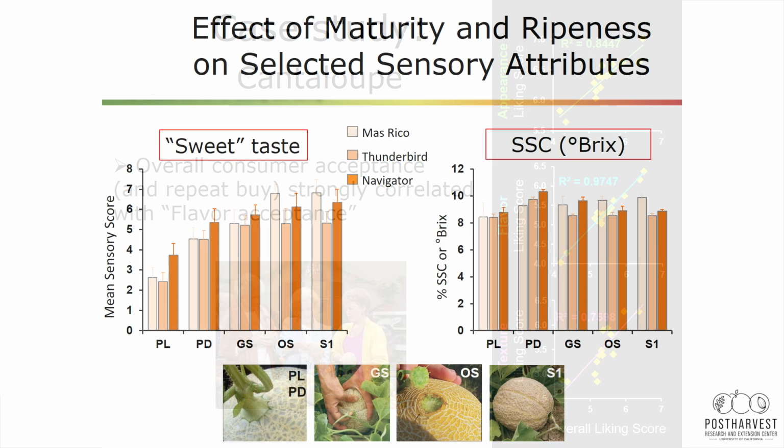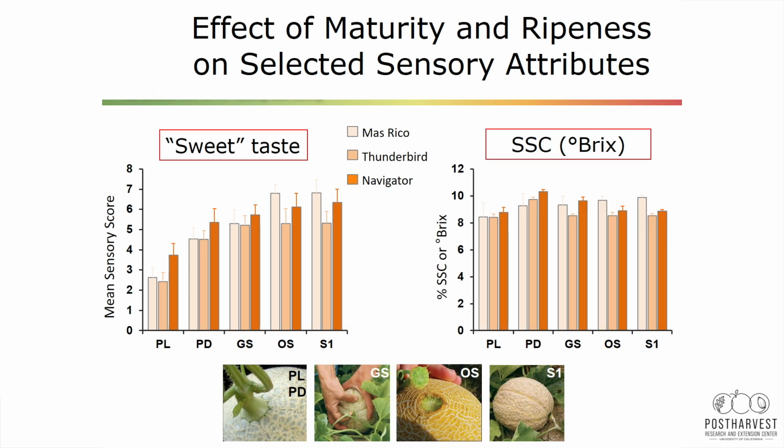Okay. A few years back, we tested 3 different cultivars of cantaloupe. One typical Western shipper, Masrico was a long shelf life at the time, and Thunderbird is kind of in the middle.